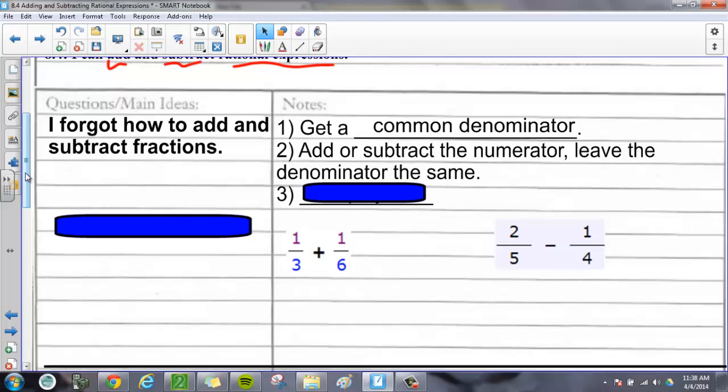Okay. So then once you get a common denominator, add or subtract the numerators. Leave the denominators the same. Don't add the denominators as well. That's some big mistakes. And then finally simplify it down. So let's give this a shot.